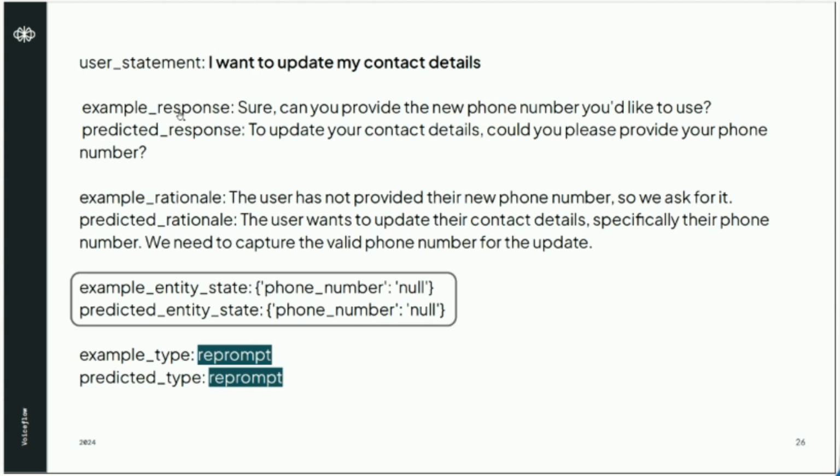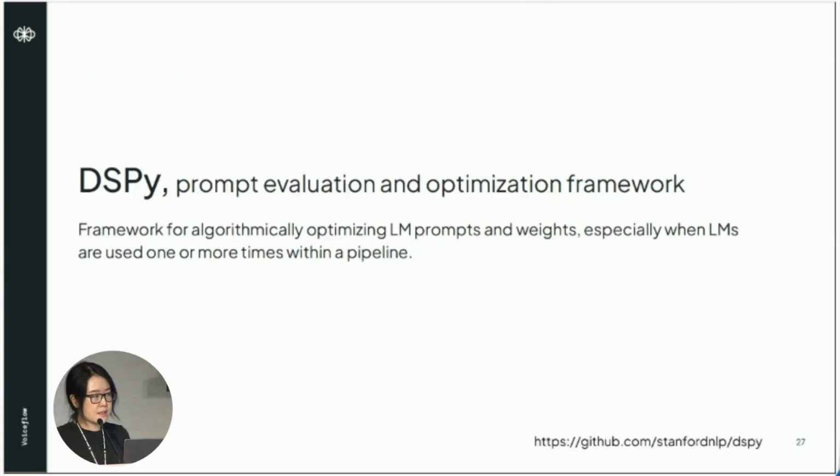Because we're trying to evaluate the differences between the example and the predicted, right? It's not just about similarity or whatever. You need a way to semantically understand the meaning and to be able to compare the accuracy, right? So that brought us to this great framework.